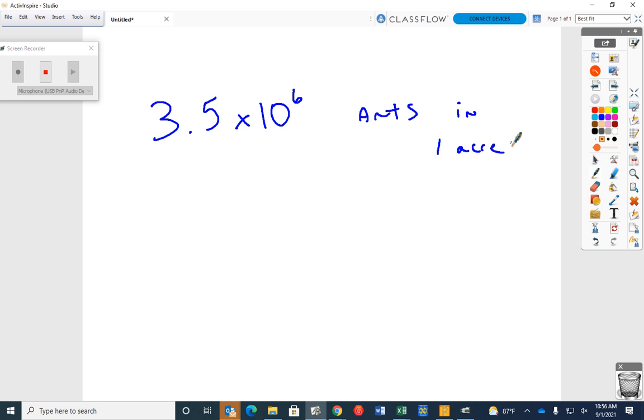Okay, now 1 acre, how big is 1 acre? I think probably the whole school property here is probably 2 acres, maybe more. So it's probably about half. So in the ground, in an area about half the size of the school, there's going to be this many ants. Okay, so if you were to figure that up, write that into standard form, what would that be?